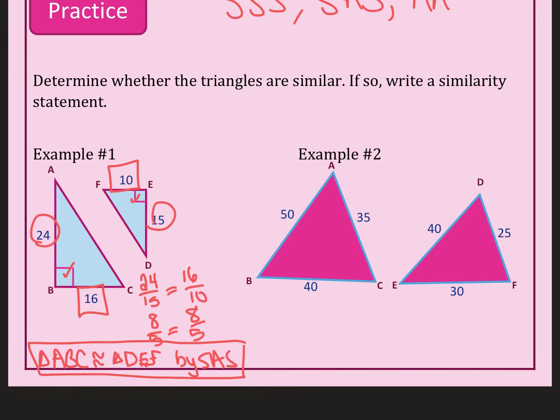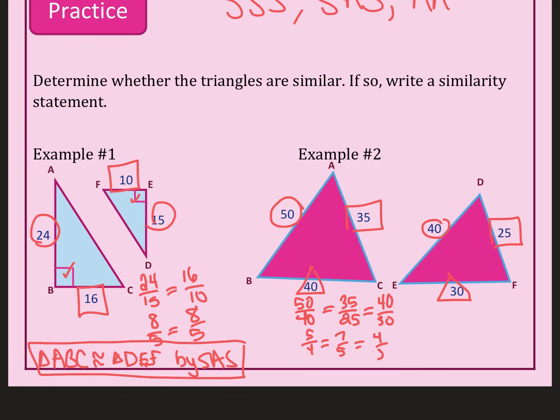What do we have here? We have 3 sides. They both have 3 sides. So we're going to go with the side, side, side, and we're going to see if they have the same ratios. So we're going to do 50 over 40. Does it equal 35 over 25? And does it equal 40 over 30? Okay, go ahead and reduce each one of these. Pause it here if you want to practice this one.